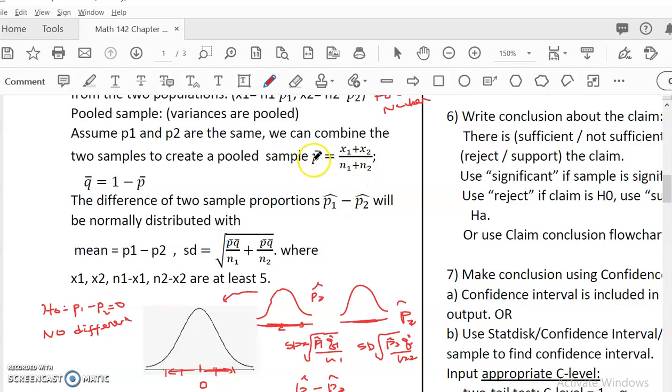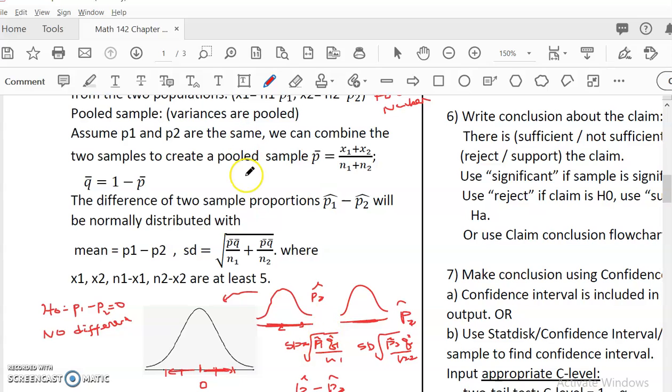So the pooled sample will allow us to pool the variance. This is the way we calculate a statistical term called pooling of variance. If you pool the variance, the error would be lower. So p bar would be (x1 + x2) over (n1 + n2). So this part is theory.